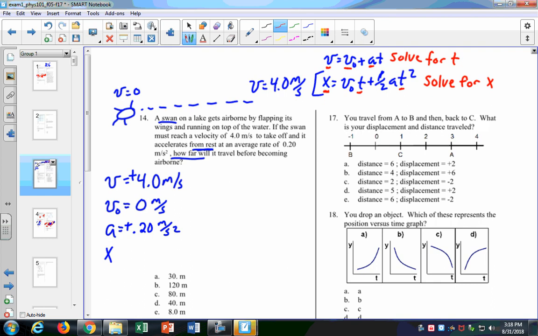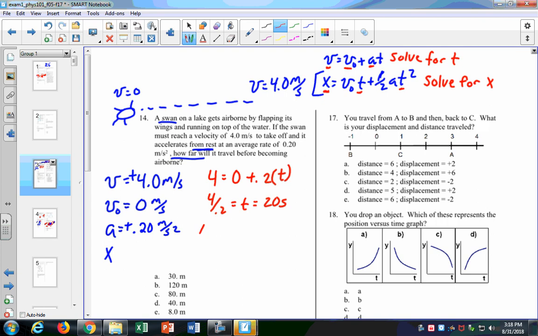So first I solve for t. I'll go ahead and put in my values. 4 is equal to 0 plus 0.2 times t. And so 4 divided by 0.2 is equal to t. That's equal to, what, 20 seconds? So it takes 20 seconds for him to take off.